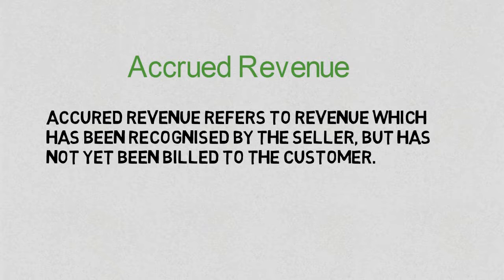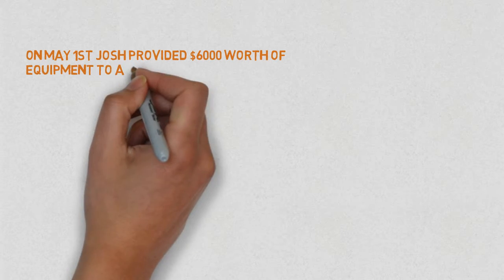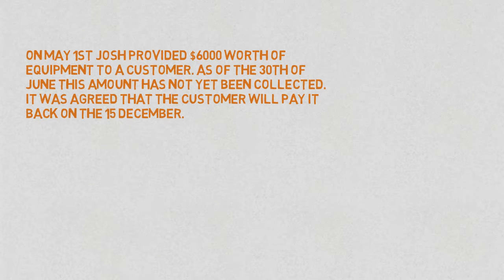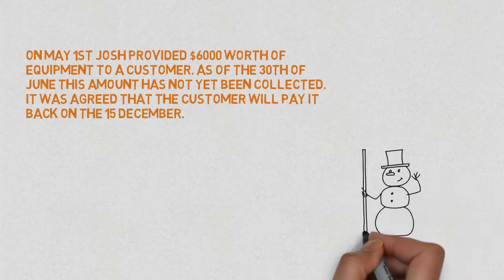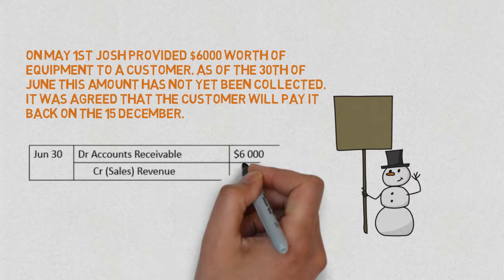Accrued revenue. Accrued revenue refers to revenue which has been recognized by the seller but has not yet been billed to the customer. We'll look at an example. On May the 1st, Josh provided $6,000 worth of equipment to a customer. As of the 30th of June, this amount has not yet been collected. It was agreed that the customer will pay it back on the 15th of December. This is how that looks on the general journal.